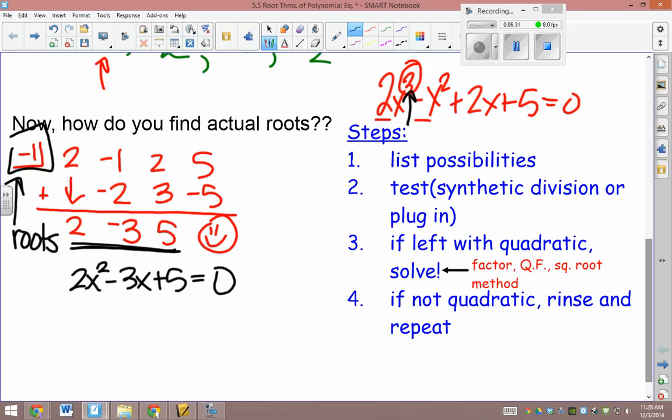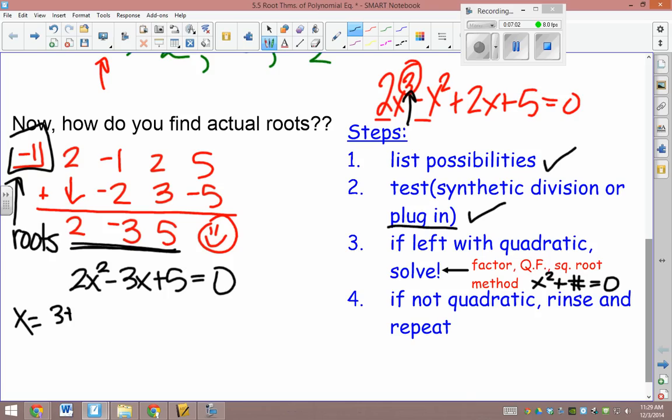I went through my steps here. I listed the possibilities. We tested. I used synthetic division. I'll talk about the plug-in in just a second. Some of you might prefer that. Now you're going to solve what you have left over. Your options to solve a quadratic are to factor it, use quadratic formula, or sometimes use square root method. We use square root method when we just have x squared and a number. Okay, I have a polynomial. I definitely don't have just x squared and a number, so I'm going to use quadratic formula here.